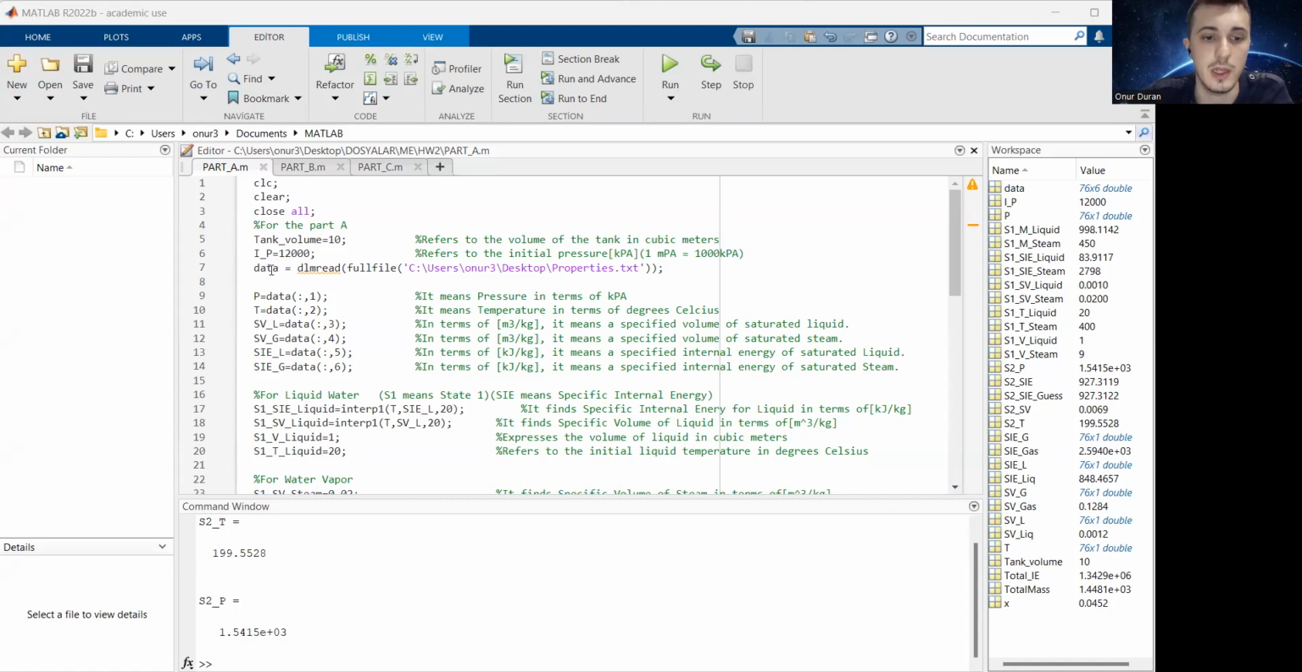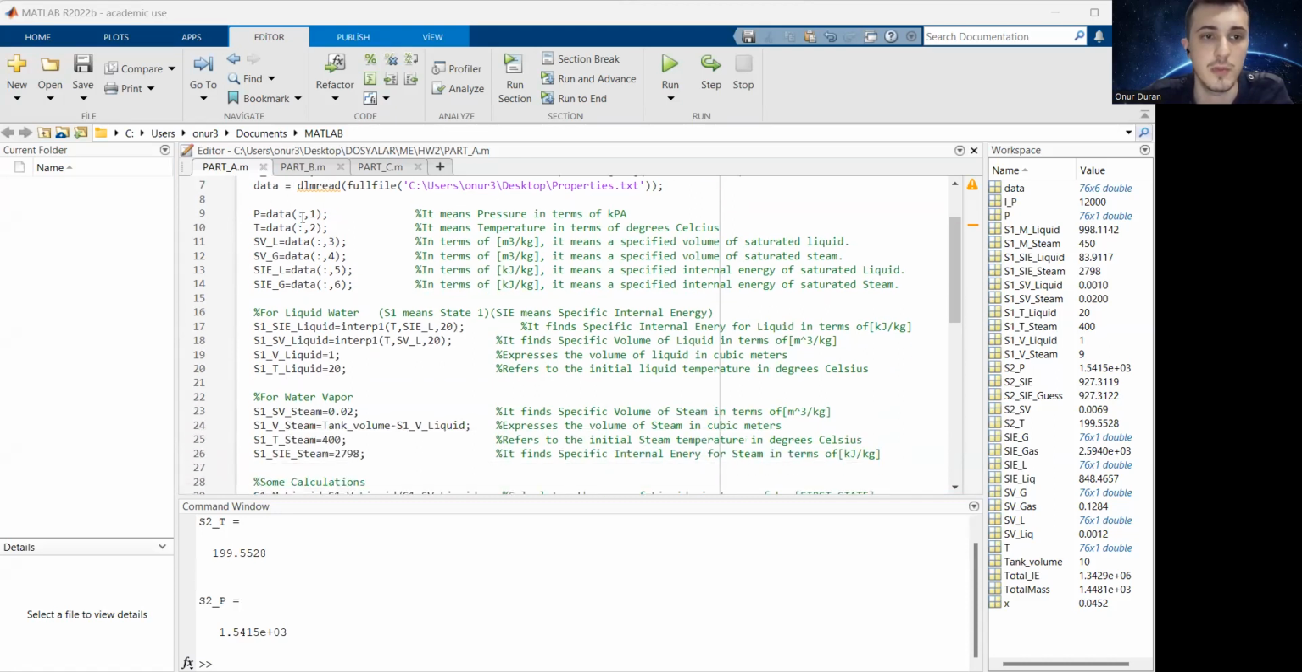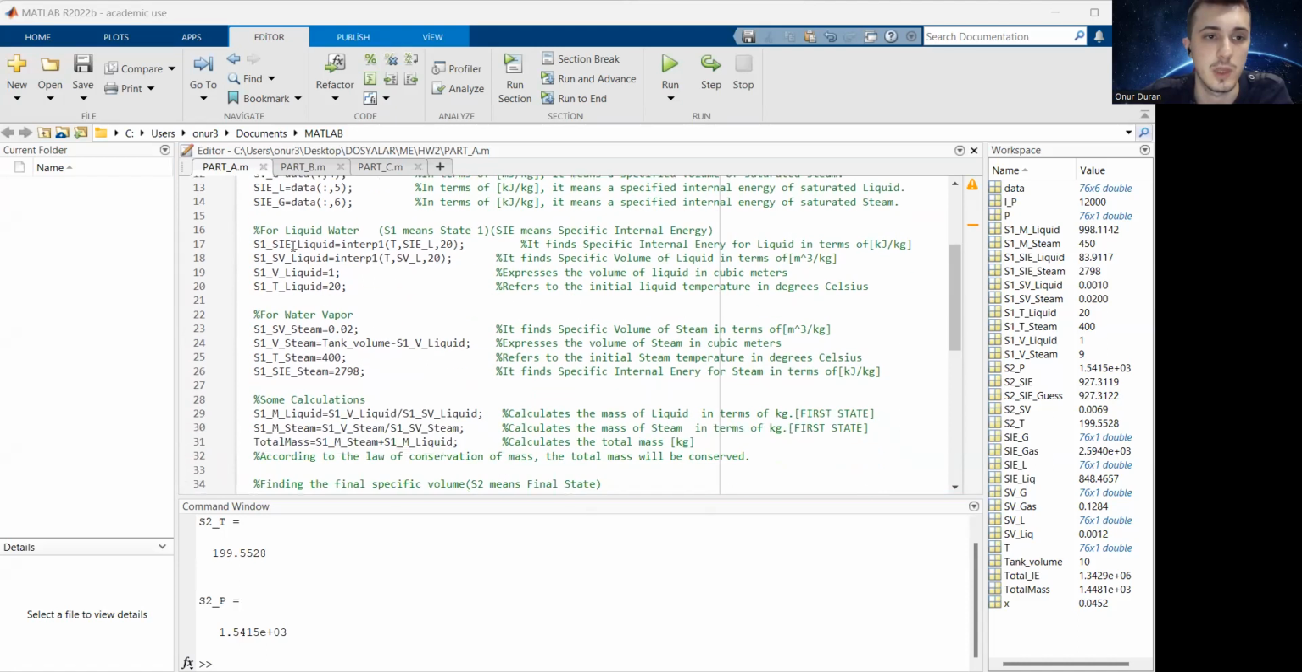Here I am showing MATLAB exactly where the file is located, because if I don't, MATLAB can't find the text in my computer. I'm saying the first column shows the pressure, the second column shows the temperature, and it continues like that. You can see their meanings.